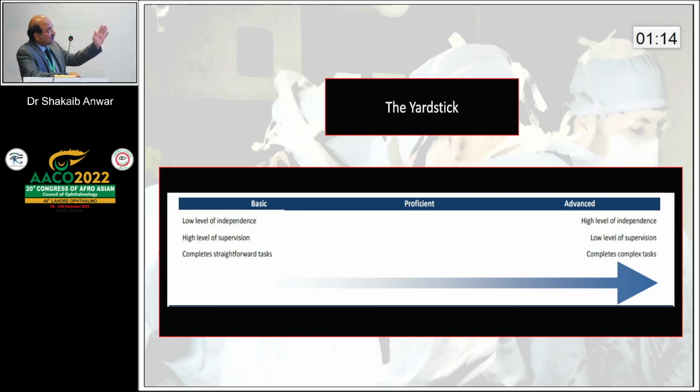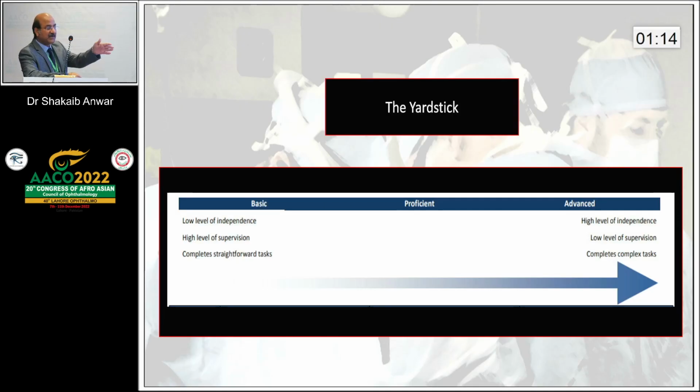So we judge the trainee from the basic to the advanced level depending upon the stage of the trainee. A basic first year, second year trainee, we keep in the category of basic, where a low level of independence is given to the trainee and a high level of supervision is done. And the trainee is expected to be able to perform only a few straightforward tasks.